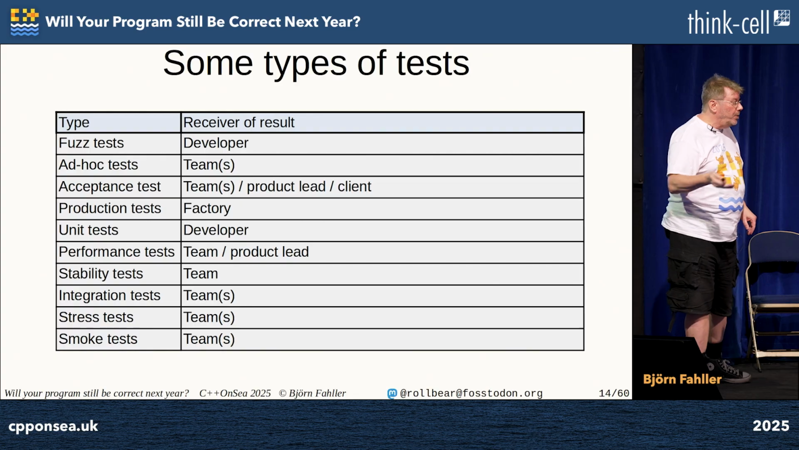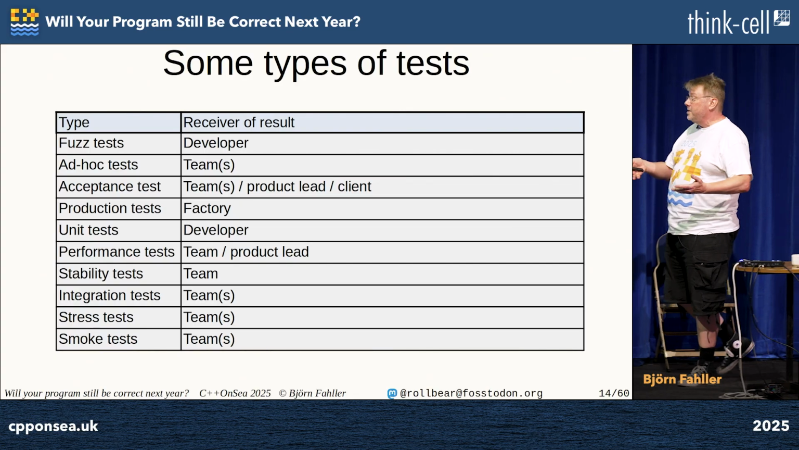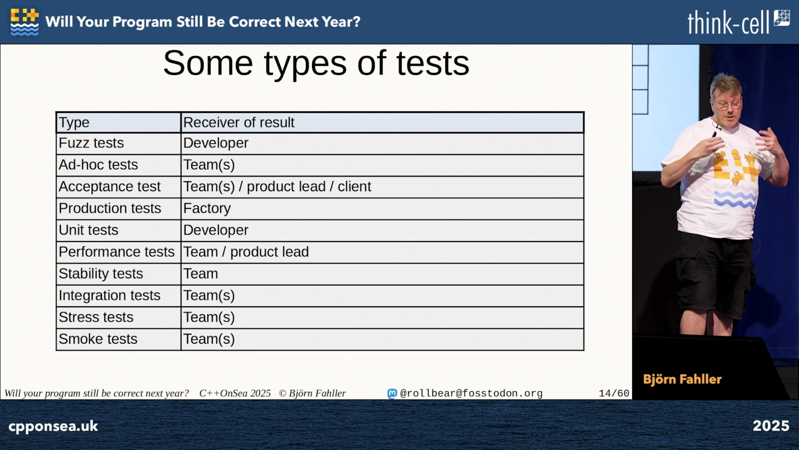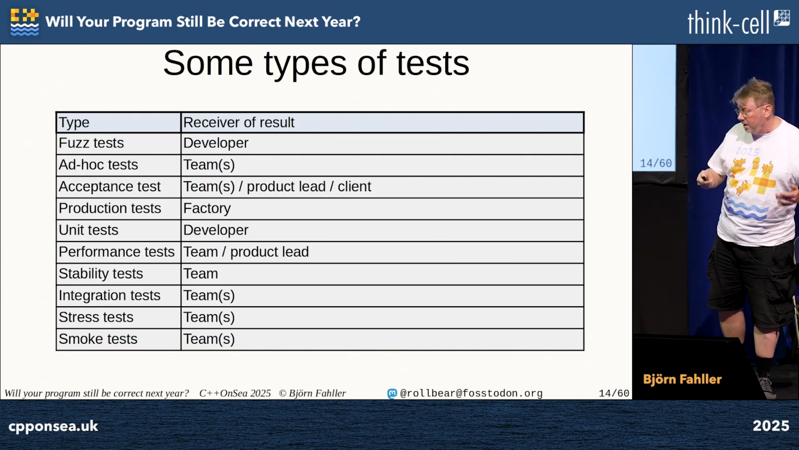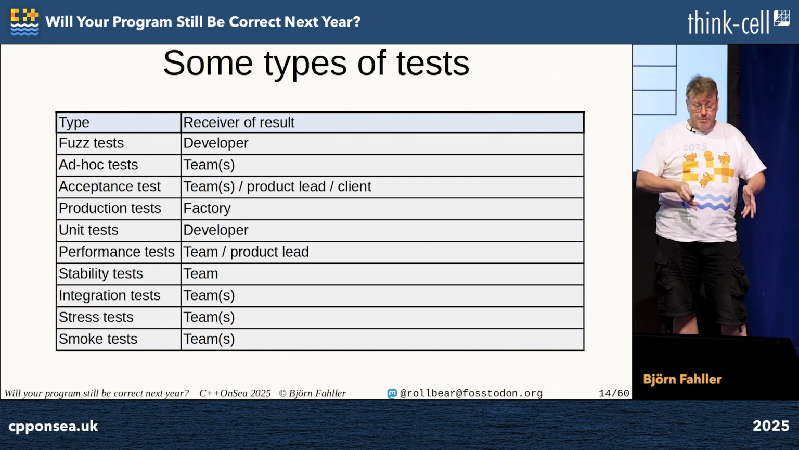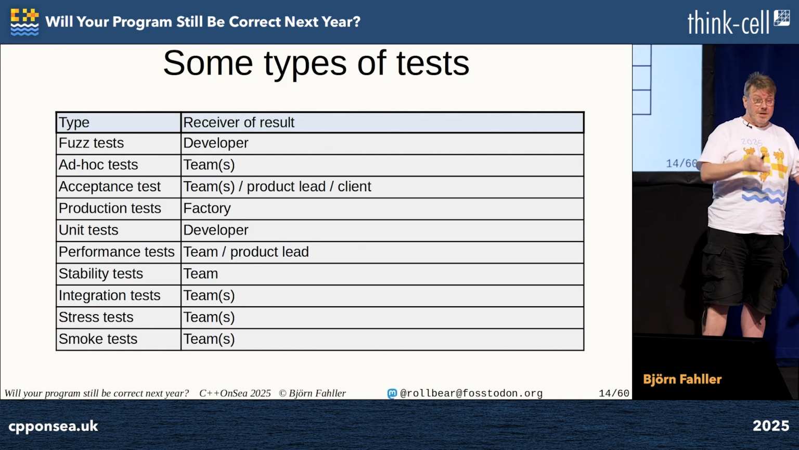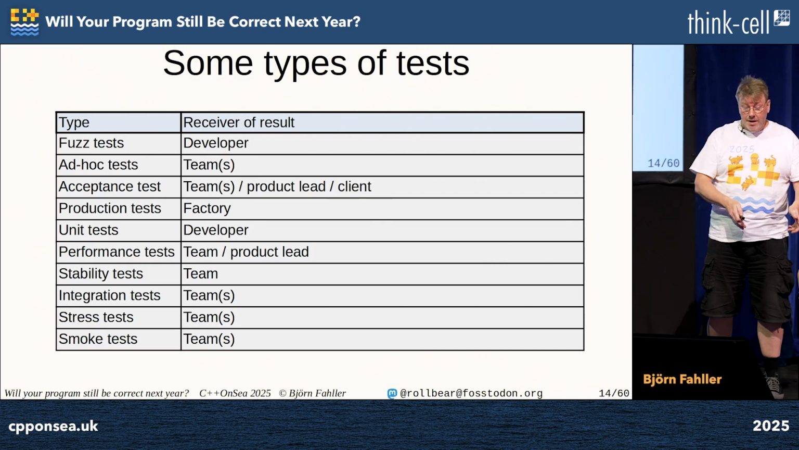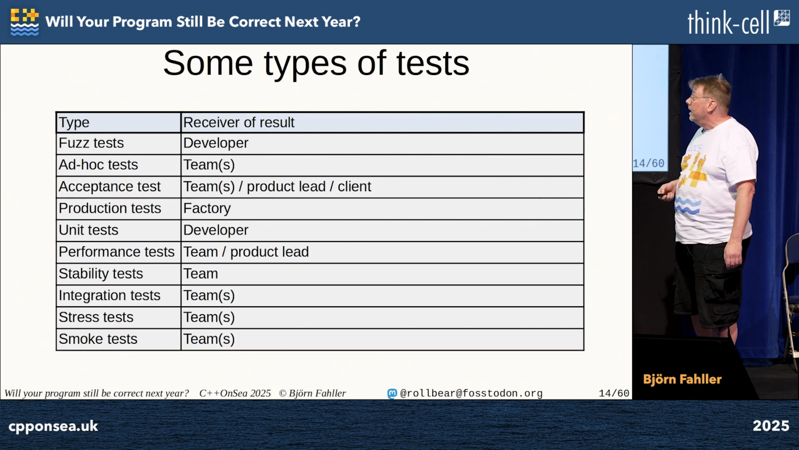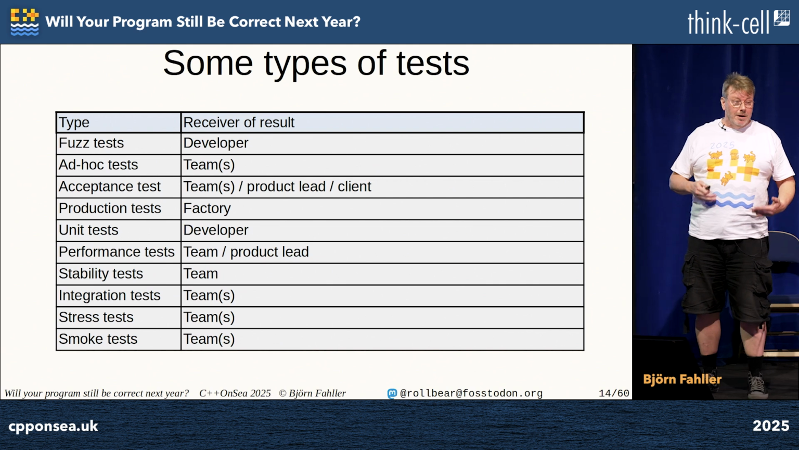So we can also look at who is interested in the results of these different tests. For fuzz tests, it's definitely for the developer. Hey, you missed this corner case. Ad hoc tests for the teams, I would say. Acceptance tests definitely for the teams, but also for the product lead and for the customer, the client that bought the software. For the production test, it's a manufacturing plant, to see that we don't deliver faulty equipment to a customer. Unit tests, definitely for the developer.